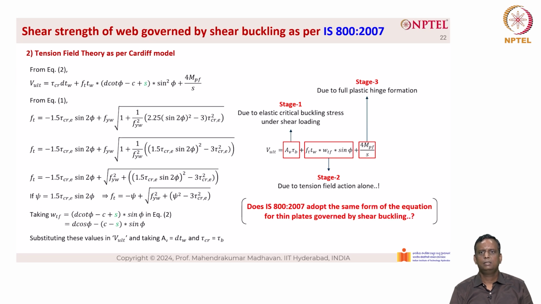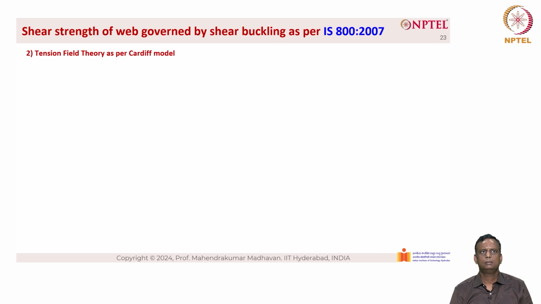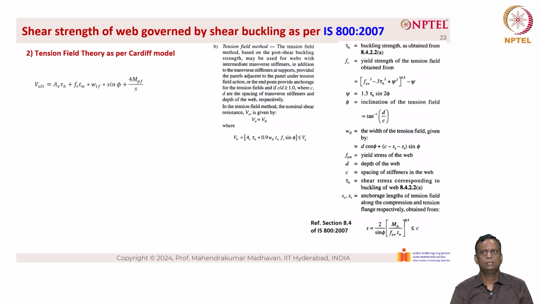Does IS 800 adopt the same form of equation for thin plates governed by shear buckling? It's a question that we need to answer. So, V ultimate, as we described, is AV into tau b plus Ft into Tw into WTF into sin phi plus 4 Mpf by s. When we look at IS 800, on the right hand side is a screenshot. Refer to section 8.4 of IS 800. We can see that the term AV into tau b plus Ft into Tw into WTF into sin phi is represented here, shown in the yellow highlighted marks.